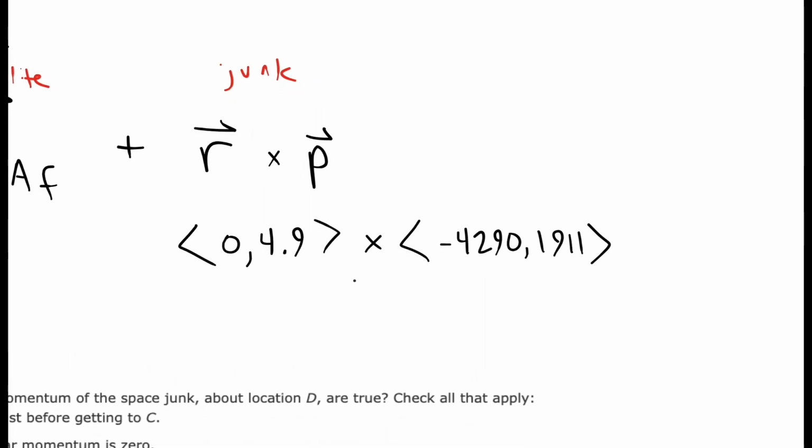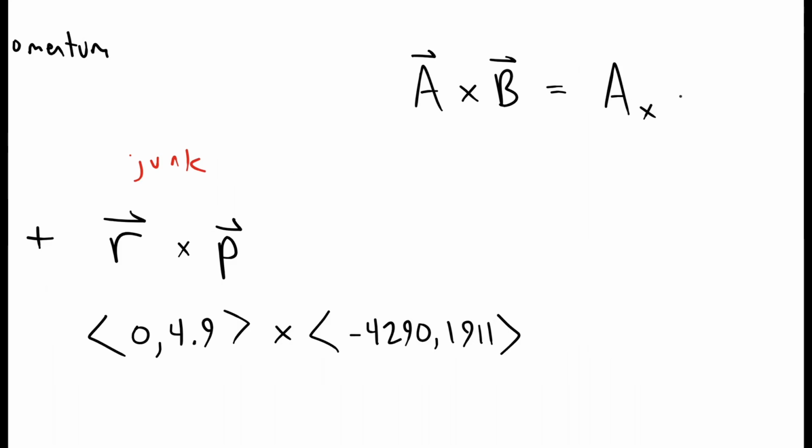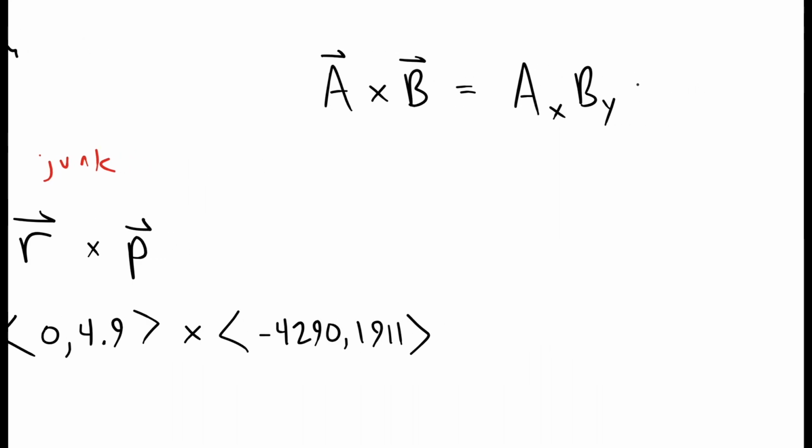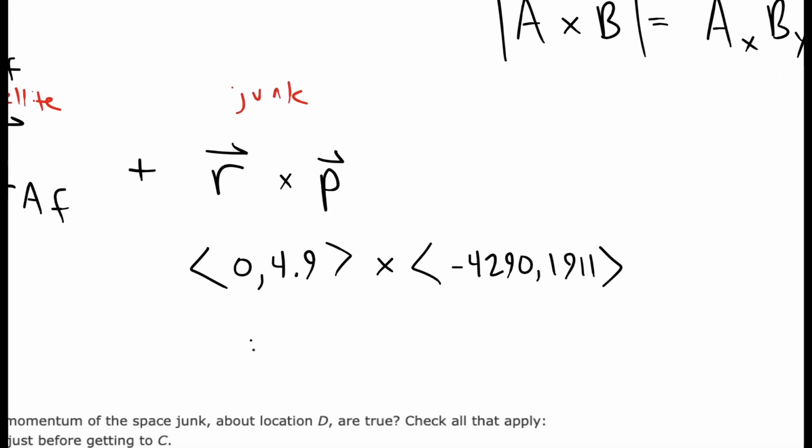Okay, now there is a shortcut formula for doing a cross product like this. It's one option to just use the components. The shortcut formula would be, if you want to do a cross product of A cross B, you could do AX BY minus AY BX. So we do have that option. We could simply use RX PY minus RY PX.